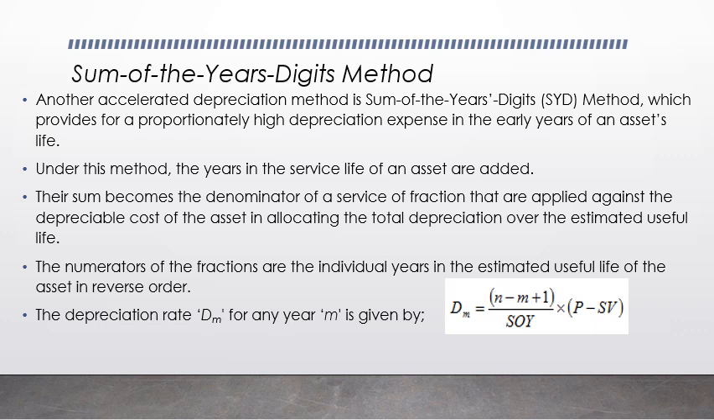The numerators of the fractions are the individual years in the estimated useful life of the asset, whereas the denominator is the summation of all the years. That is why it is called the sum of the years. That is nothing but sigma n, where n is the total life of the asset.